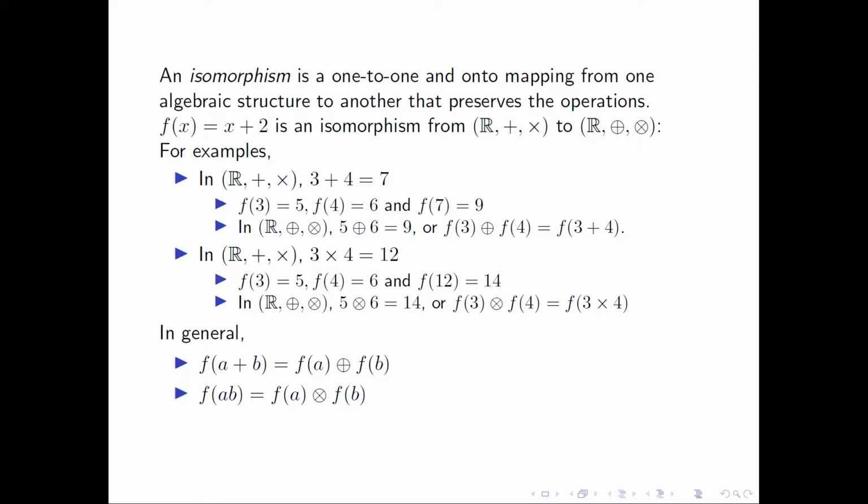In general, we can verify that f of a plus b equals f of a circled plus f of b. f of a times b equals f of a circled times f of b. Those are what we mean by preserving operations.